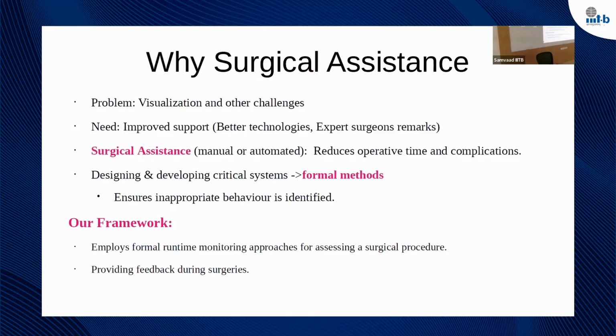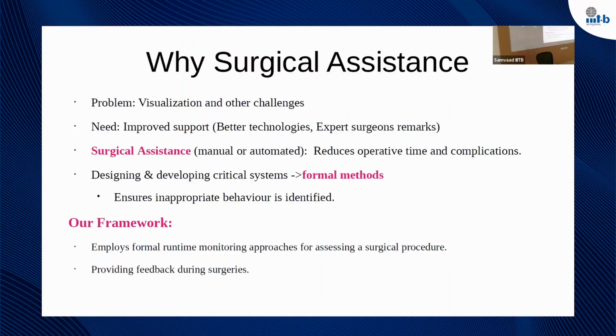That is why there is a need for improved support, in terms of better technologies and expert surgeon comments. That is why surgical assistance, manual or automated, can be provided. Manual means that suppose a newbie surgeon is performing the surgery, then an expert surgeon should be there, visualizing everything and asking the newbie surgeon to follow the guidelines and do it properly. Or some kind of automated surgical assistance can be provided, which will reduce the operative time and complications.